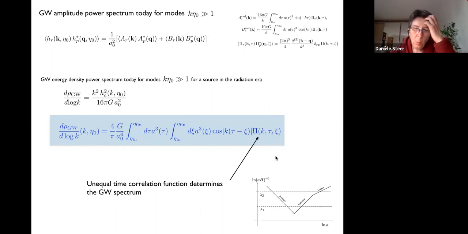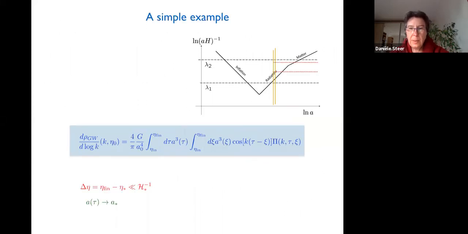So there's one case in which we can actually try and estimate the size of this thing, to estimate the size of pi. So here's my simple example. I've just copied down the same expression to start with in blue. The simple example I'm going to consider is, I've tried to draw it again on my diagram. I'm firstly going to assume that this period during which the source acts, so eta initial to eta final, is very, very small compared to Hubble time. Let me associate eta initial with eta star, the time at which the source acts.